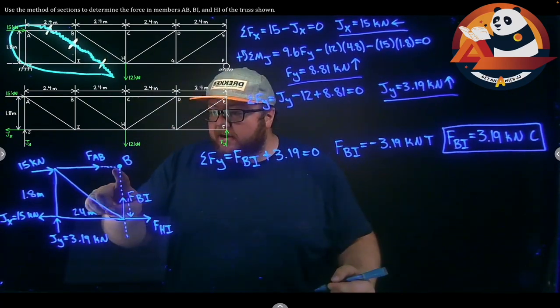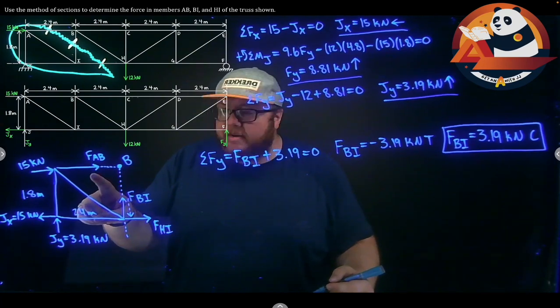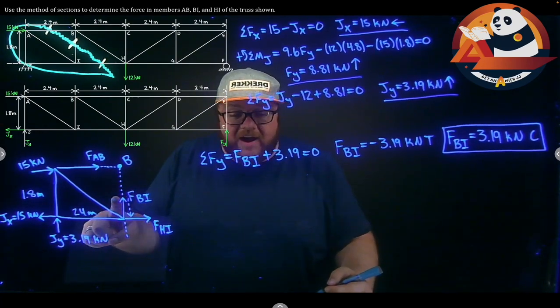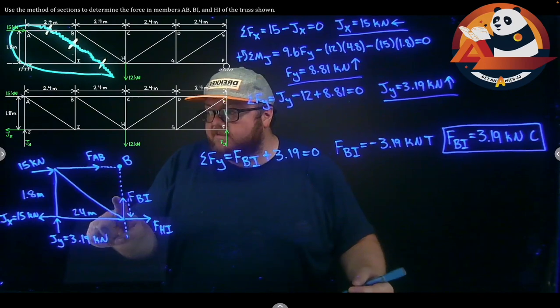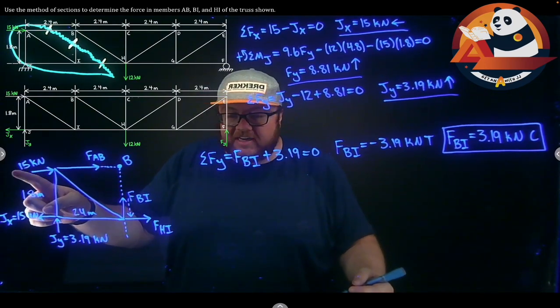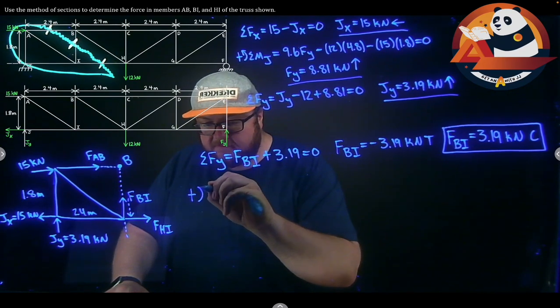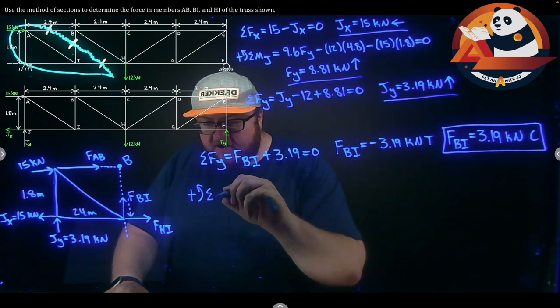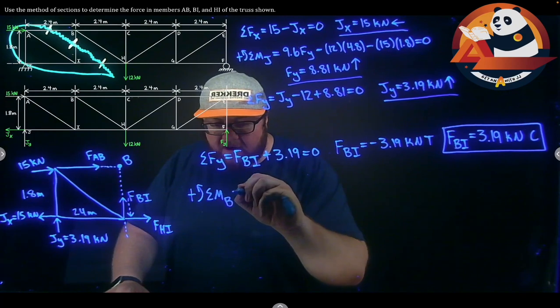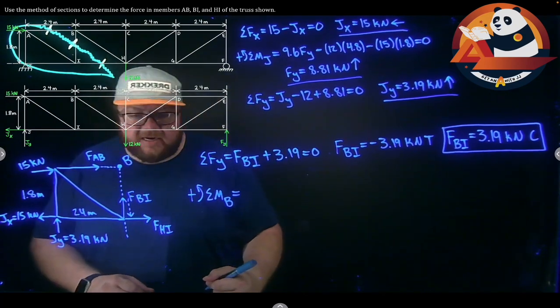But let's do moments here at B. That would eliminate FAB. That would eliminate FBI. Even though we found it, I still could have done this first, actually. It's also going to get rid of my 15 kilonewtons in the top left of this. So we're going to get rid of a handful of things. Both positive, going counterclockwise. Let's sum up our moments about point B.